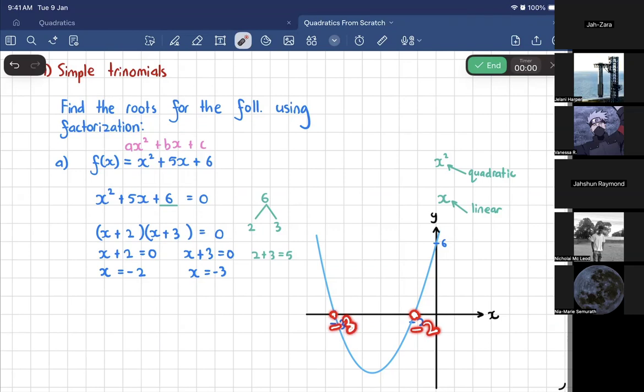I'm not sure if you understand that. Yes, I factorize, I understand what you're saying. So when you factorize and you solve it, this would tell you the x-intercepts. It would tell you where the graph is cut in the x-axis. And this would tell you where the graph is cut in the y-axis.